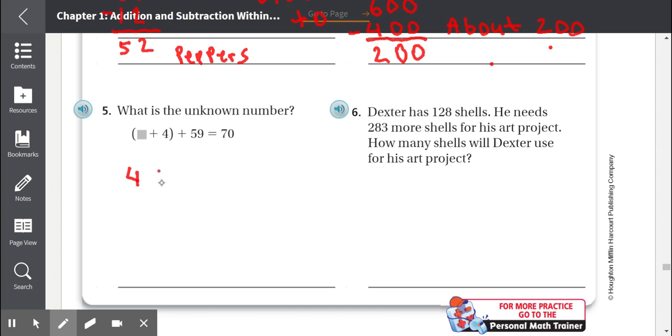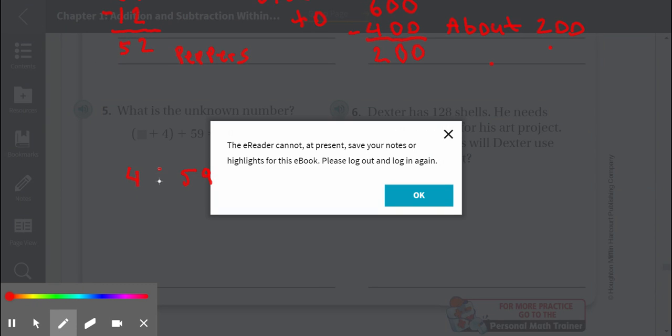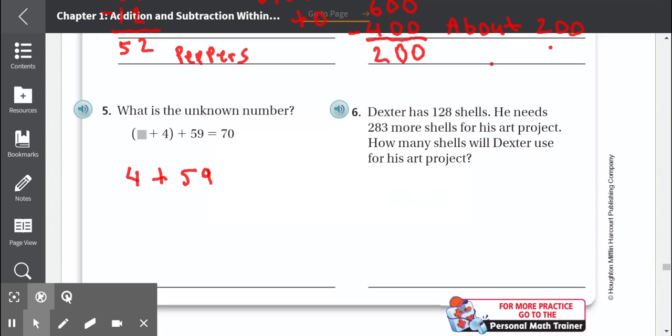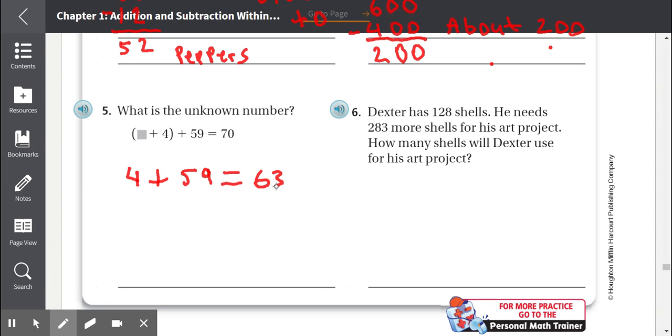4 plus 59. 4 plus 59 will equal 63. So that means to get the blank, we would subtract 63 from 70. So 70 minus 63 will give us the answer to the blank.